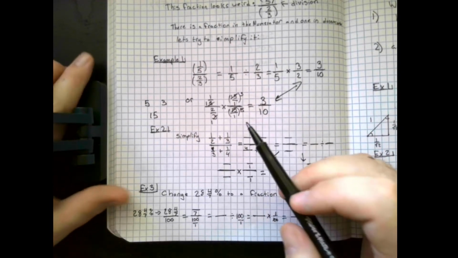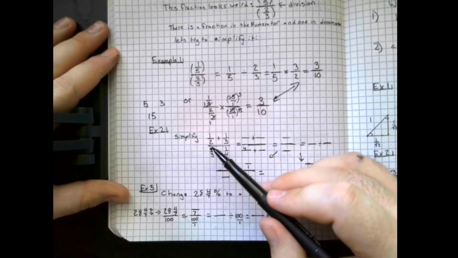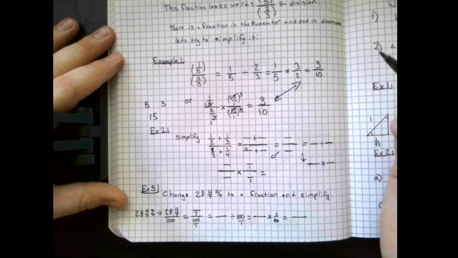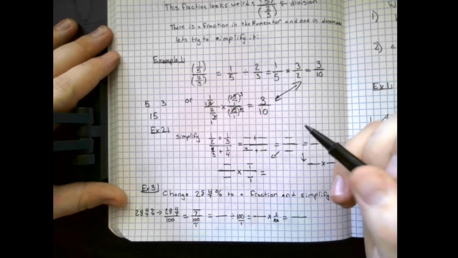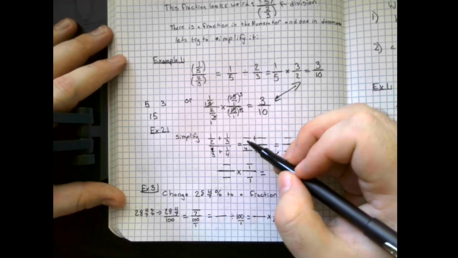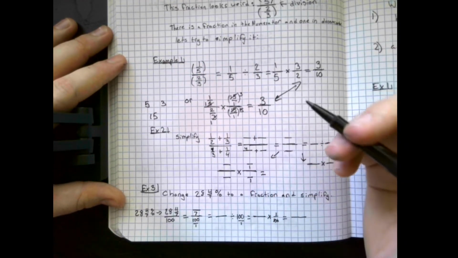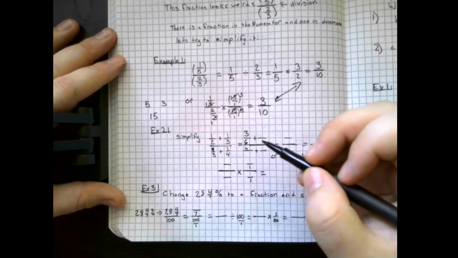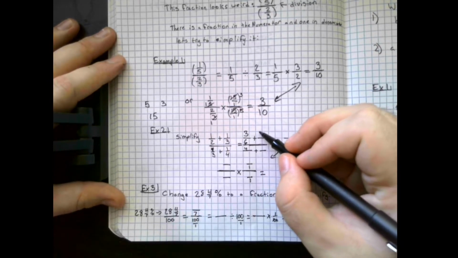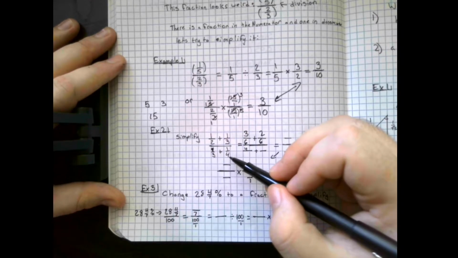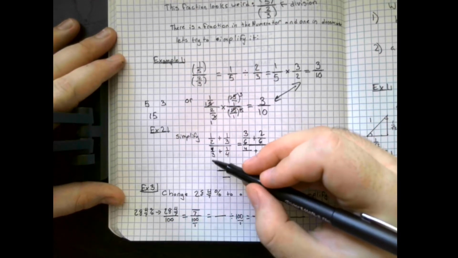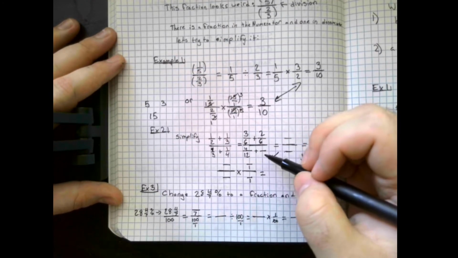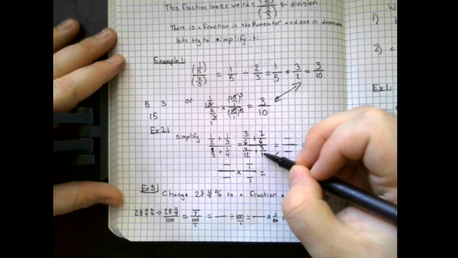Example 2 asks us to simplify 1/2 plus 1/3 over 1/3 plus 1/4. Well, before we do any multiplication or division, we're going to need to deal with the addition first, and before we deal with the addition, we need a common denominator. So 2 and 3 both have a lowest common multiple of 6. So 3 times 1 and 2 give us 3/6, and 1/3 times 2 over 2 would give us 2/6. 4 and 3 have a least common multiple of 12. 3 times 4 is 12, so 4 times 1 is 4/12. And 3 times 1 and 3 times 4 would give us 3/12.